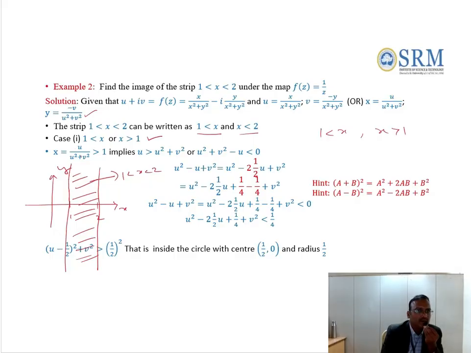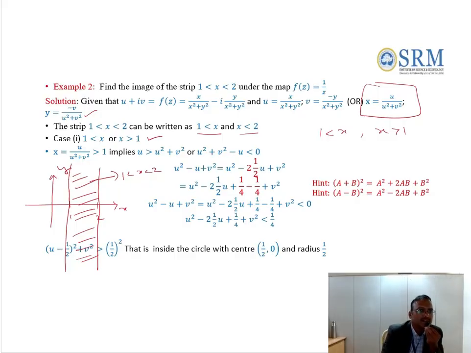Right, x equal to u divided by u square plus v square, which is greater than 1, by using this relation. Why? Because here x equals u divided by u square plus v square, which is greater than 1. Now you cross multiply by u square plus v square, then you will have u greater than u square plus v square. Okay, then we can write u square plus v square minus u.